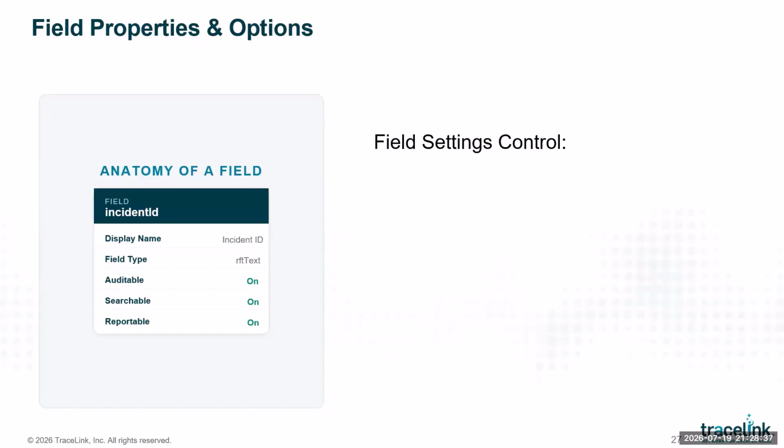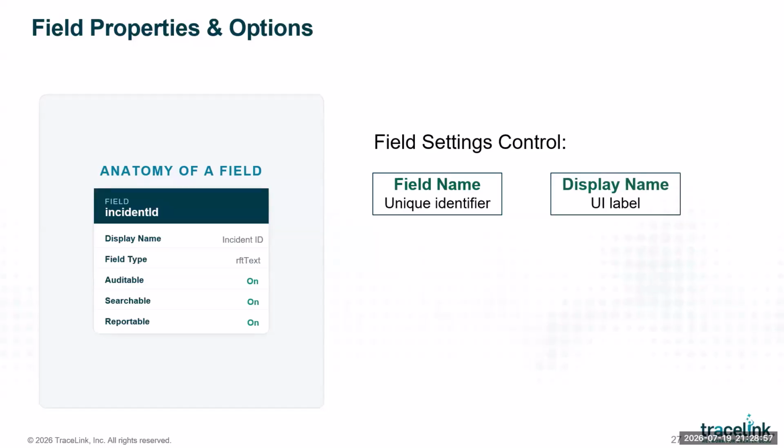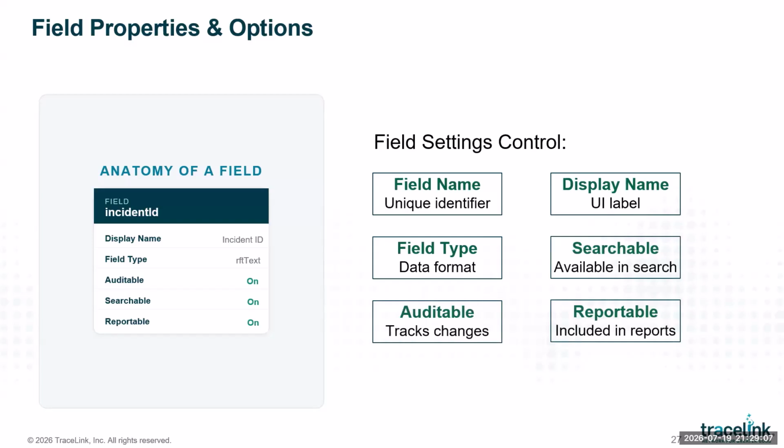Let's look at the field properties. Think of each field as having a few settings that control how its data behaves. The field name is the unique identifier, and remember, you can't change it after you save it. The field display name is the label shown in the interface. The field type is the kind of data, whether that's a string, a number, a date, a pick list, and so on. And then auditable, searchable, and reportable control whether changes are tracked, whether the field can be searched, and whether it shows up in reporting. So these small settings have a big impact on how your data behaves later.